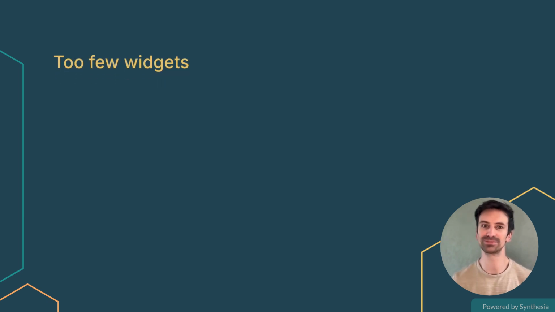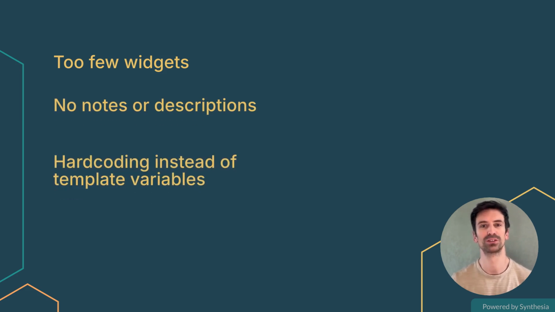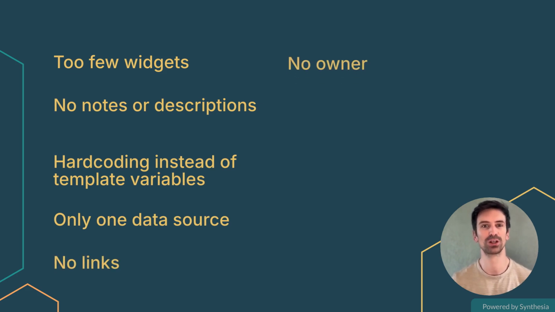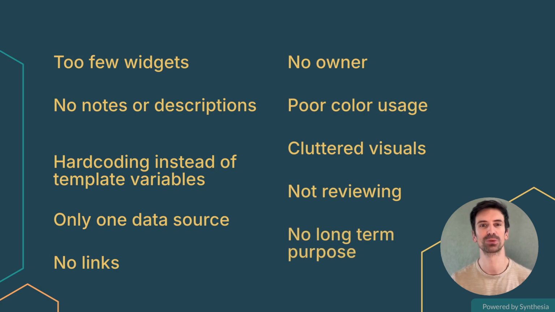Too few widgets. No notes or descriptions. Hard coding instead of template variables. Only one data source. No links. No owner. Poor color usage. Cluttered visuals. Not reviewing. No long-term purpose. Fixing these will make your dashboards more useful, easier to maintain, and much more effective for troubleshooting.